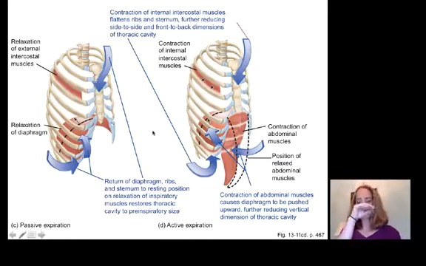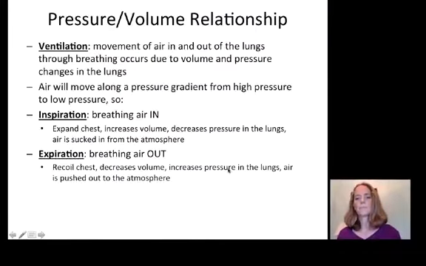So this is what happens during expiration. During expiration, we passively relax the diaphragm and passively relax the external intercostal muscles. But if we want to add an additional forced expiration, we can then compress the abdomen and push harder on the internal intercostals. So we can engage the internal intercostals and the abdominal muscles to compress the chest cavity and compress the abdomen.